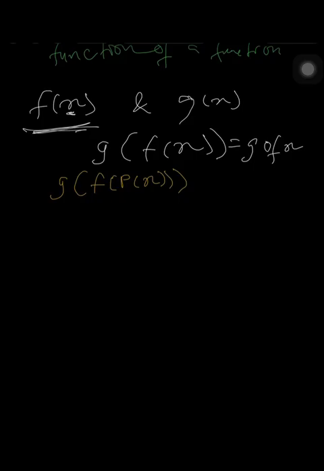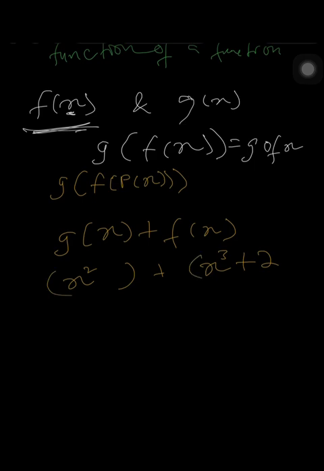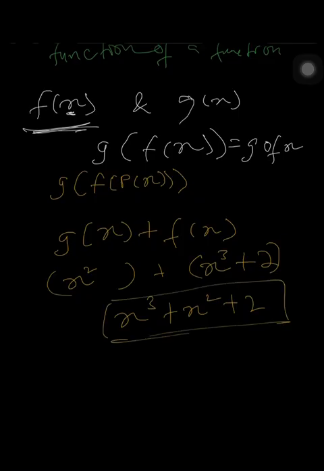Let's take note that we can also add functions, subtract functions, to perform basic arithmetic operations on functions. For example, we can have g of x plus f of x. So for example, if g of x is x squared and f of x is x cubed plus 2, you can add g of x and f of x, and it will give us x cubed plus x squared plus 2. There's a new function attained from the sum of two functions. So yes, we can attain functions by performing operations on other functions.